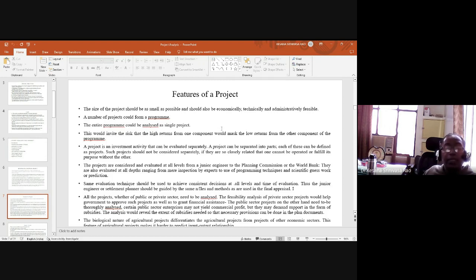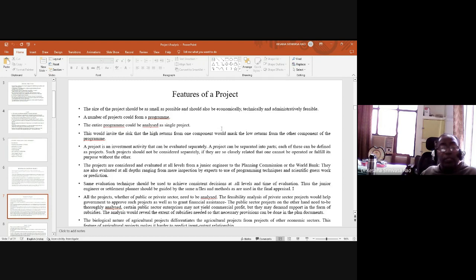The same evaluation technique should be used to achieve consistent decisions at all levels and time of evaluation. As I have already told you, projects are also evaluated at all depths, ranging from mere inspection by experts to use of programming techniques and scientific guesswork or prediction. Those things also you have to understand well.